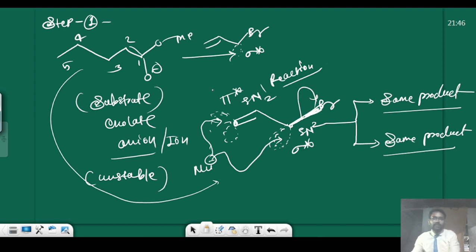So anyhow, it will attack. It is not at all stable. That is why this reaction is happening. So this is now activated. This acts as a nucleophile. It comes back like this.